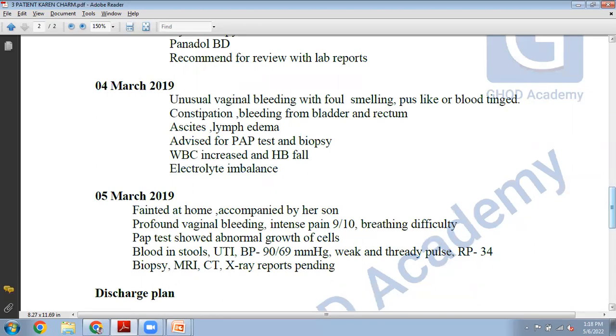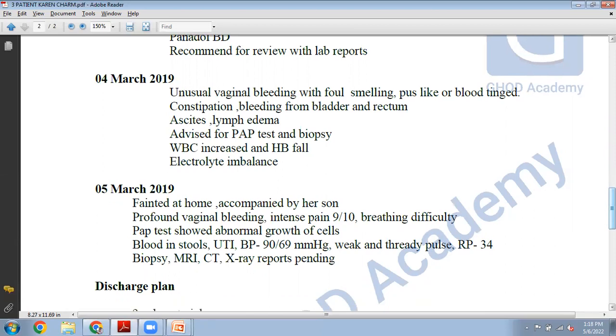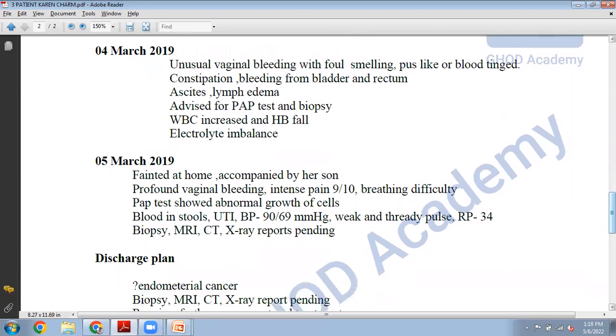Constipation, bleeding from bladder and rectum, ascites, lip edema, advised for pap test and biopsy, WC increased, and FP fall, electrolyte imbalance. All these things are needed. Okay, notice the bullet points.